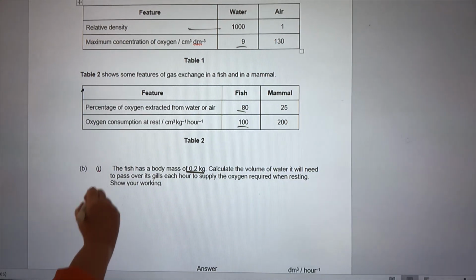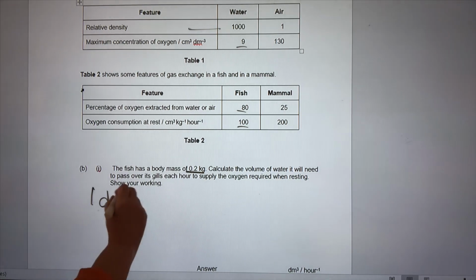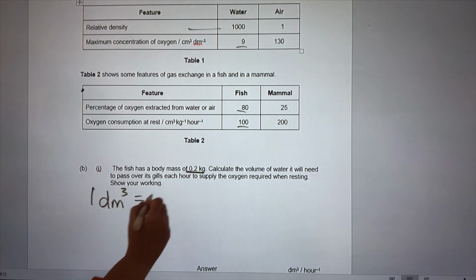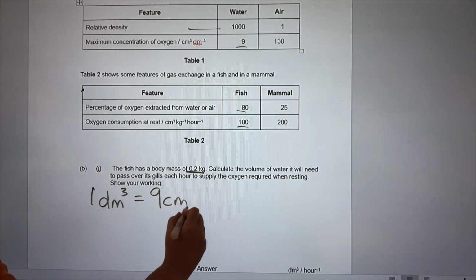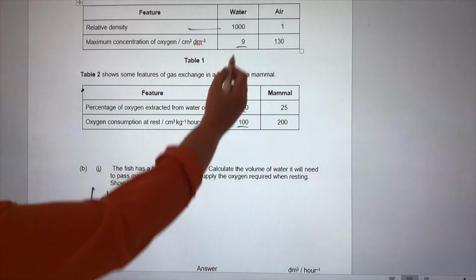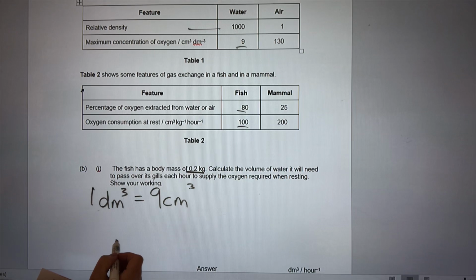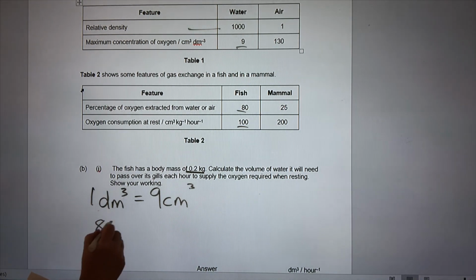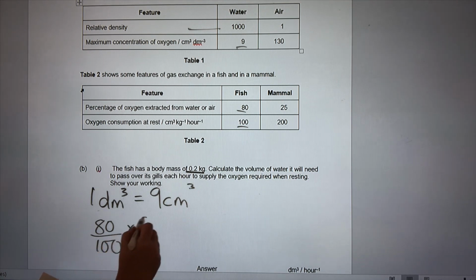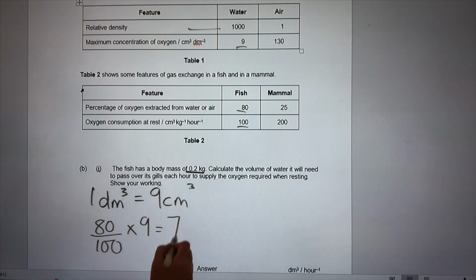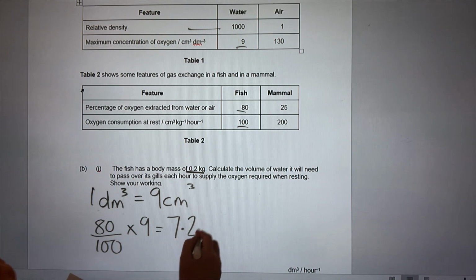So in 1 dm cubed of water, we have 9 centimeters cubed. And that's the maximum concentration of oxygen. But we do also know that the fish can only take 80% of this oxygen. So we have to work out what 80% of 9 is. And if you calculate this, it should equal 7.2 centimeters cubed.